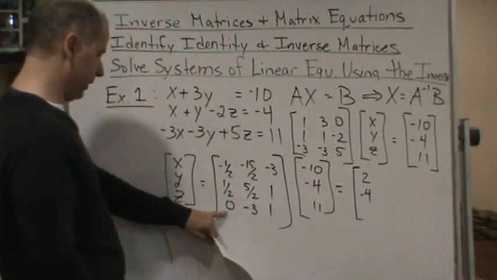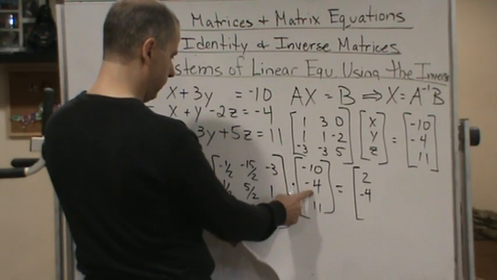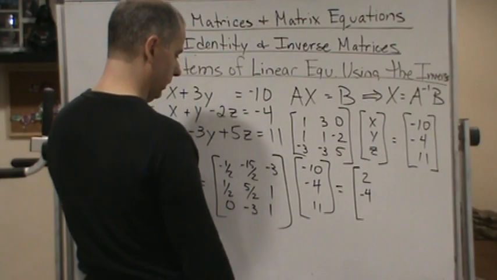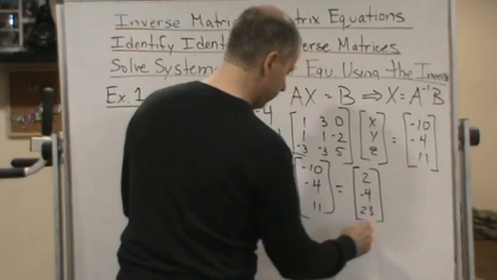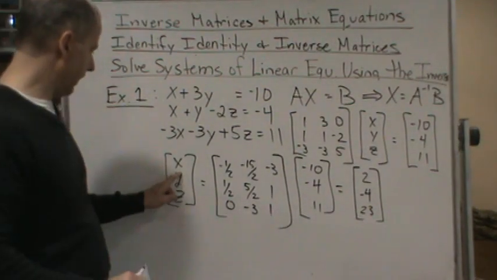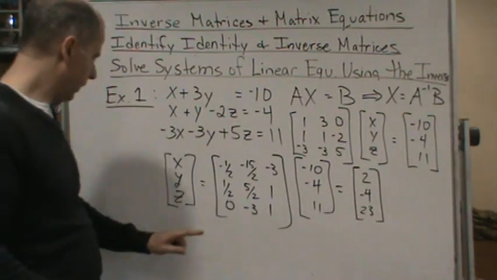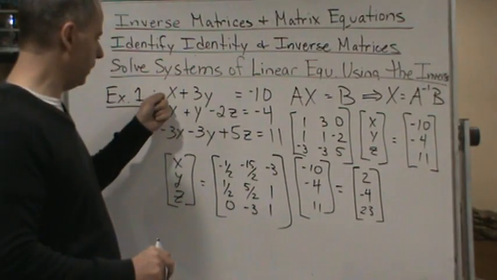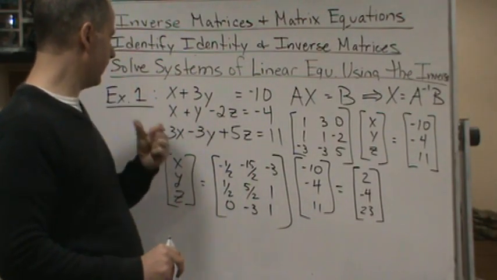Now I'm going to do the final one, which is going to be what? 0 times negative 10 is 0. Negative 3 times negative 4 is 12. Plus 11 is 23. And so what this means is that x is equal to 2, y is equal to negative 4, and z is equal to 23. Now, the way you would check this is to plug in 2, negative 4, and 23 to see if you get the same thing.